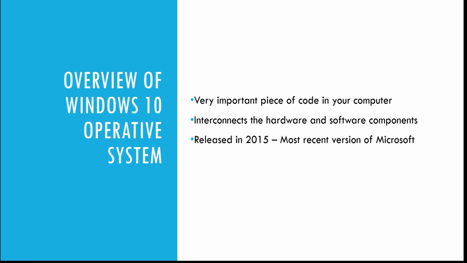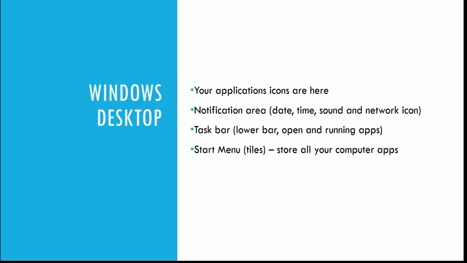Windows 10 was released in 2015, and this is the most recent version of Microsoft. Windows Desktop. The Windows Desktop is nothing more than the first screen that you see when you boot your computer. Here you store the icons for your applications. The desktop has a notification area where you can see the date, time, sound, and the network icon. You can also see the taskbar, which is located in the lower bar, where you can see your open and running applications, and also you have the start menu.